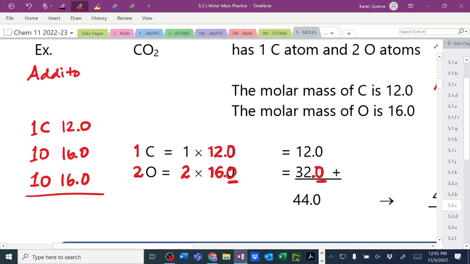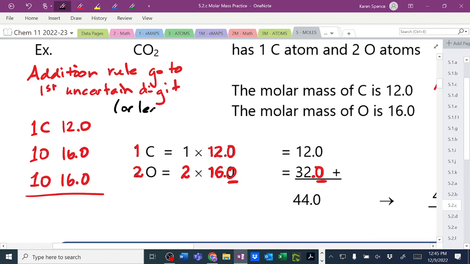Yeah, the addition rule is to go to the first uncertain digit. The other way of looking at that is to the least number of decimal places. In all of these numbers, what is our least number of decimal places? 1 decimal place, right? That is our uncertain digit is in the 10th position.